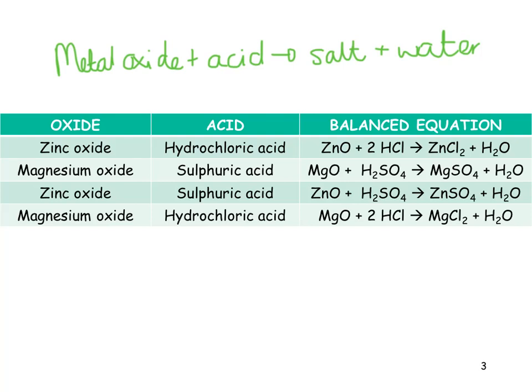The general equation for a metal oxide reacting with an acid is to produce a salt plus water. Again, my salt is going to be based on the metal and the acid that is being used. So I will get zinc chloride from hydrochloric acid and zinc oxide, magnesium sulfate, zinc sulfate, magnesium chloride.